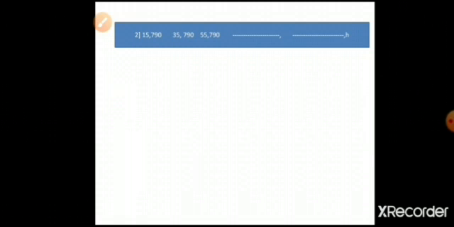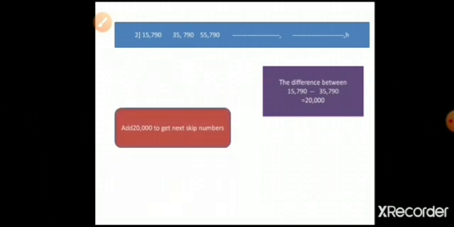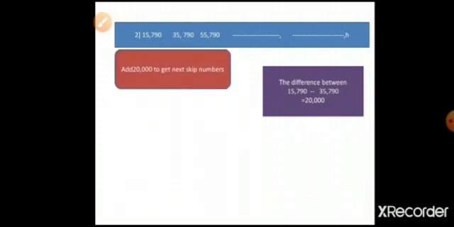First we take the difference between the two numbers. The difference between 15,790 and 35,790, we get the difference is 20,000. So this is the difference. Add the difference to get the next skip numbers.